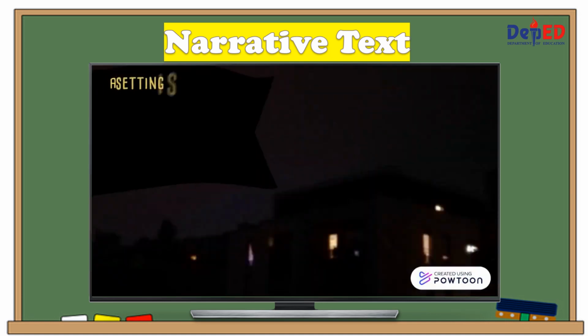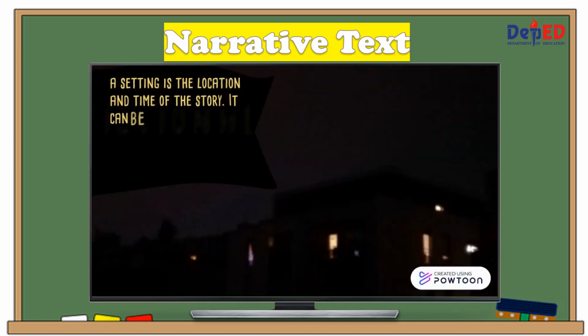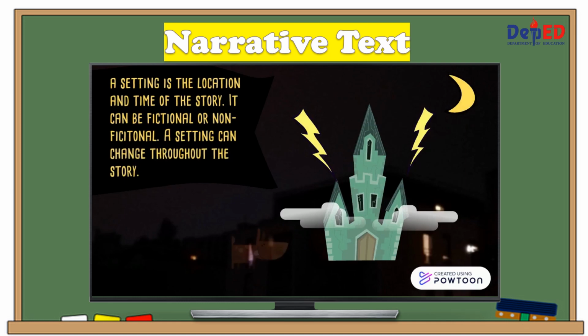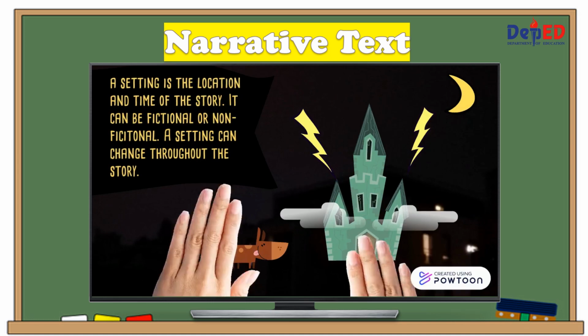What is a setting? A setting is the location and time of the story. It can be fictional or non-fictional. A setting can change throughout the story. For example, it was a dark, stormy night, and a cute little puppy was passing through the scary haunted house. Over here, the dark, stormy night is the time of the story, and the scary haunted house is the location of the story. This is what a setting is.